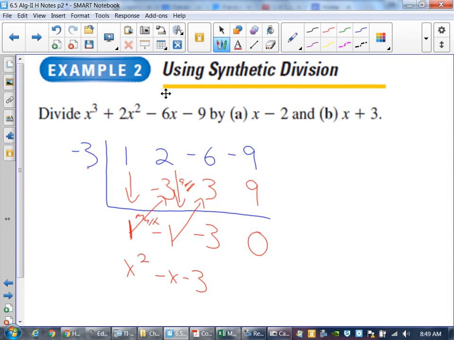So basically what this tells me is that x cubed plus 2x squared minus 6x minus 9 is divisible by x plus 3, which means x plus 3 is a term of it. Synthetically dividing brings things down a degree, which allows you to factor something quicker and go on from there. And then we'll get to more and more of that as we get along.